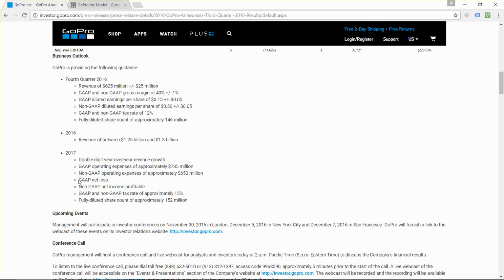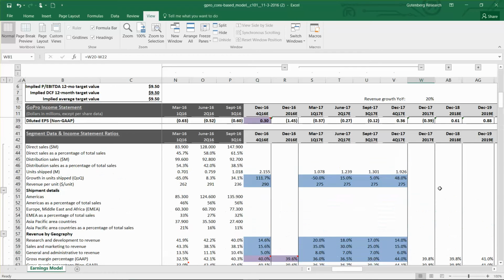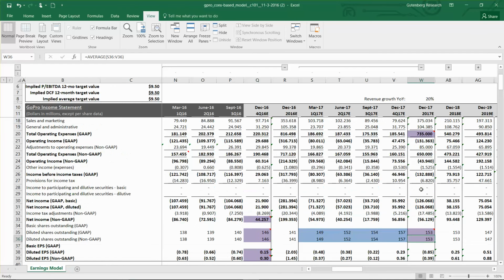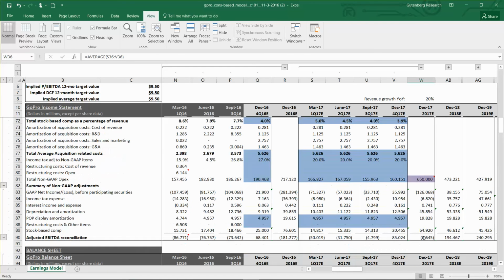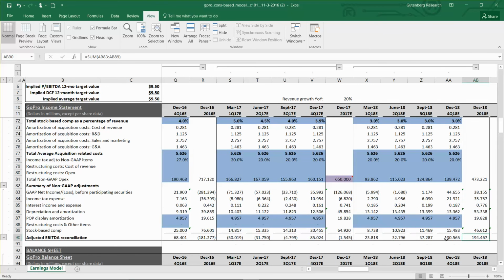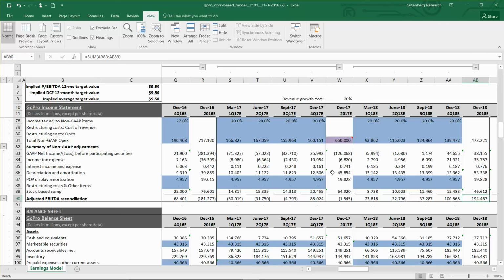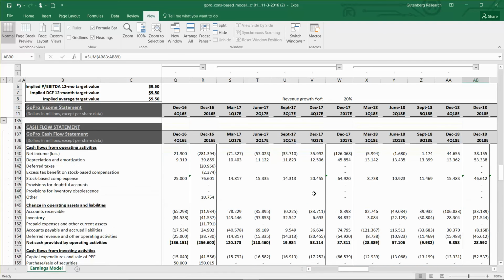And then they say they're going to have a GAAP net loss for 2017, and non-GAAP net income profitable, and then they give a tax rate of 15% and fully diluted shares of 152 million. So really the key there is getting to the 152 million shares, because we're not calculating our valuation based on net income. We're calculating it based on adjusted EBITDA. So in 2017, we get to basically flat adjusted EBITDA. By 2018, we're projecting adjusted EBITDA profitable.